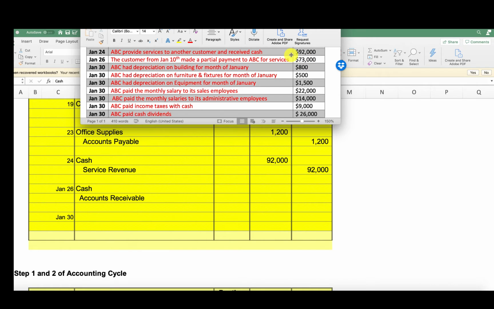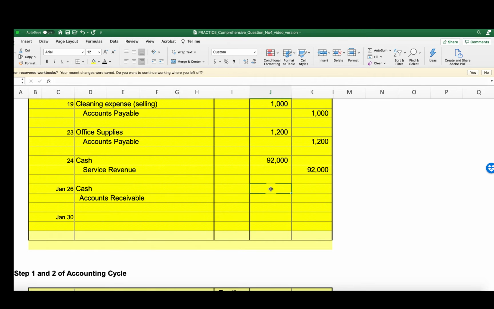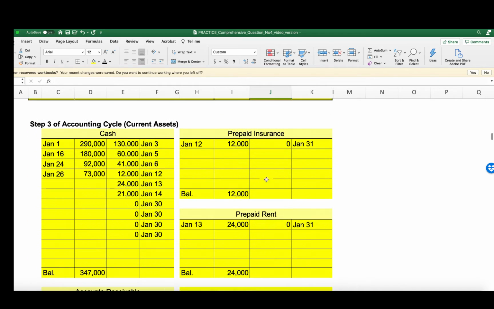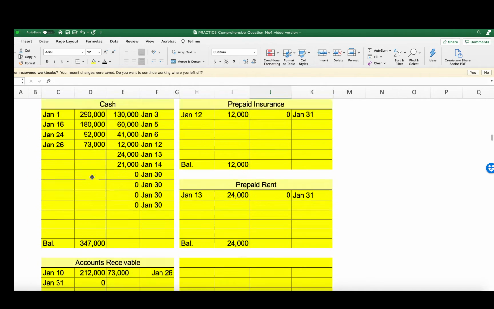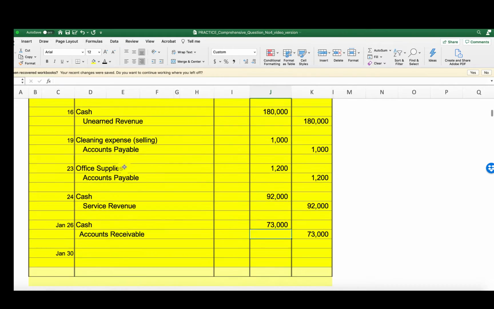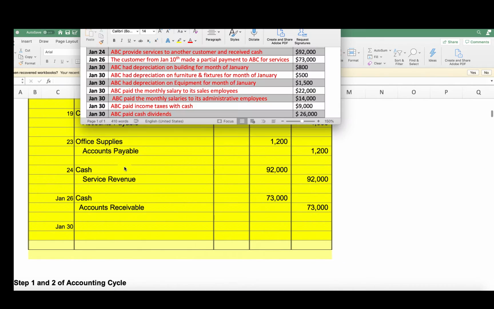And so here we have 73,000. So I'm going to debit 73,000 and credit 73,000. All right? So that's my debit to cash and my credit to accounts receivable. I go down. Here's my cash, debit for 73,000. Here's my credit for 73,000. All right. So let's look at the next one.